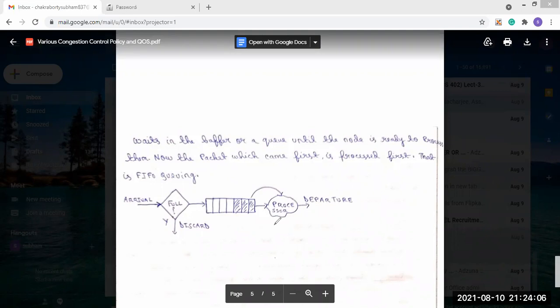Then the packet is added into the queue, and after that the processor will pick what? The packet which is stored first will be called by the processor, and the packet will be processed and it will depart. So this is the concept of FIFO queuing.